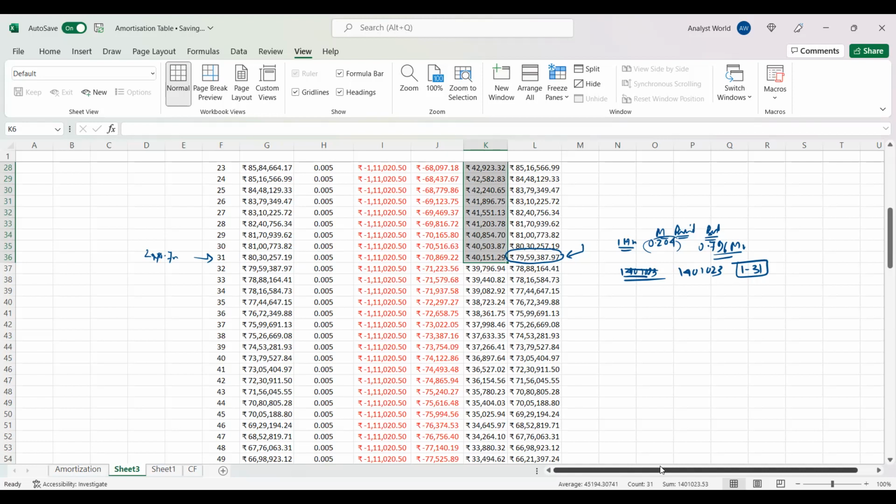140 or 1,000 interest has been paid so far. 1401023. This is the amount that has been paid as part of interest. Okay, so this is the Excel sheet that we have worked on. Let us see if we can produce the same result in our calculator.